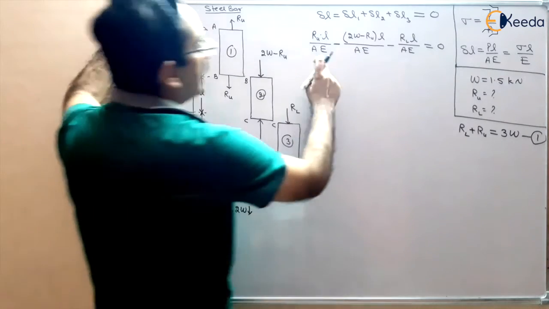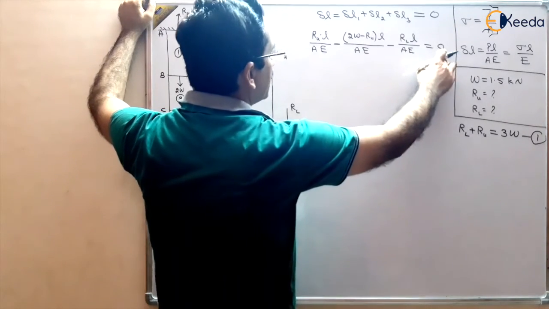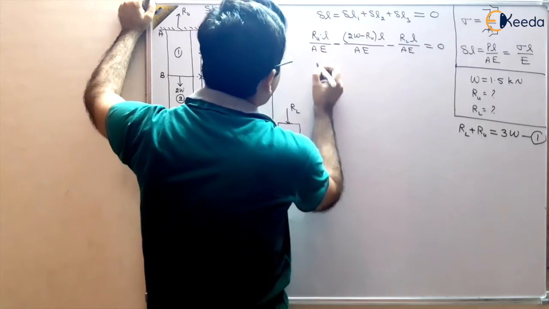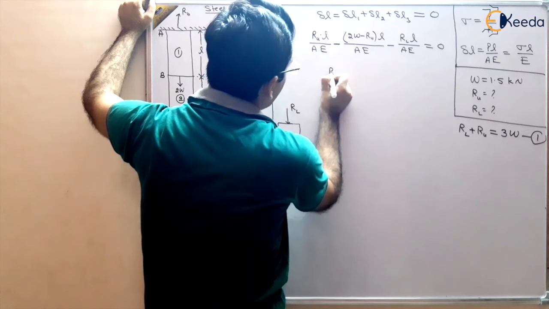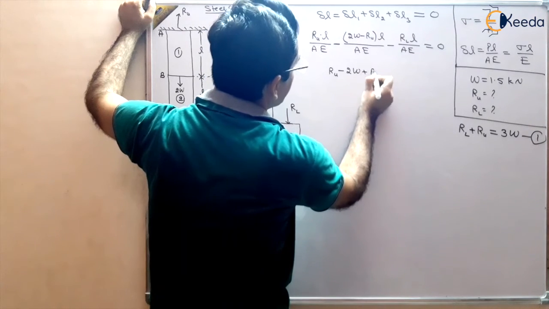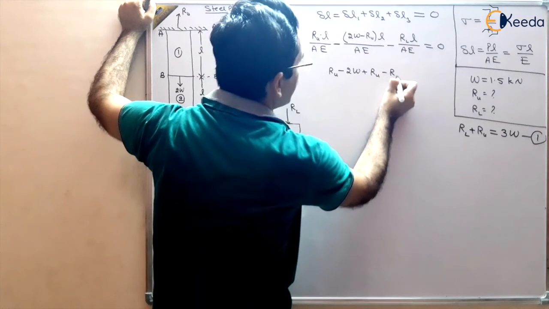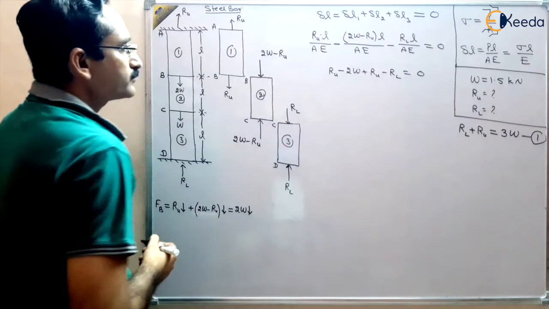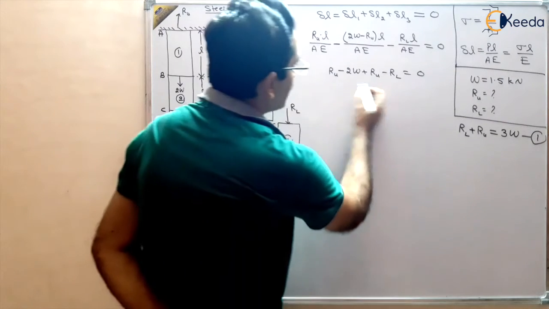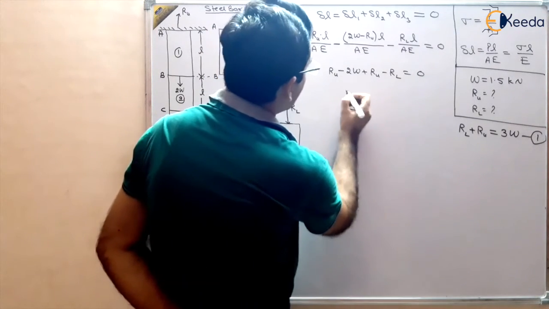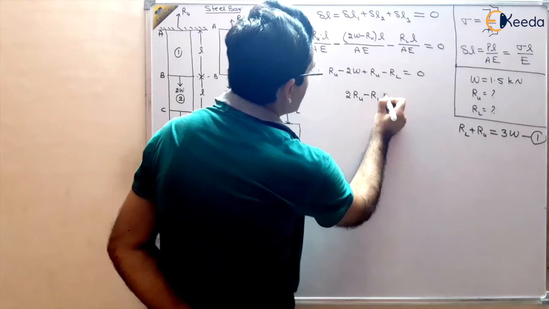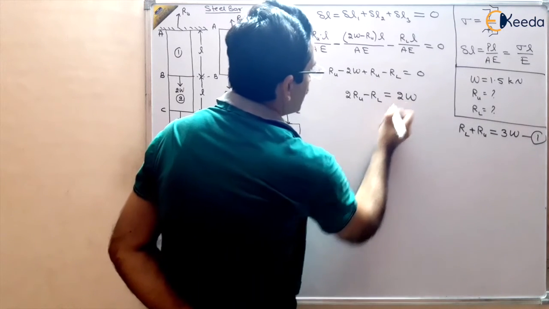So from here AE will cancel out, L will also cancel out. So what you will get is RU minus 2W plus RU minus RL equal to 0. This thing you will get. And on further solving, what you will get is 2RU minus RL must be equal to 2W. This is equation number 2.